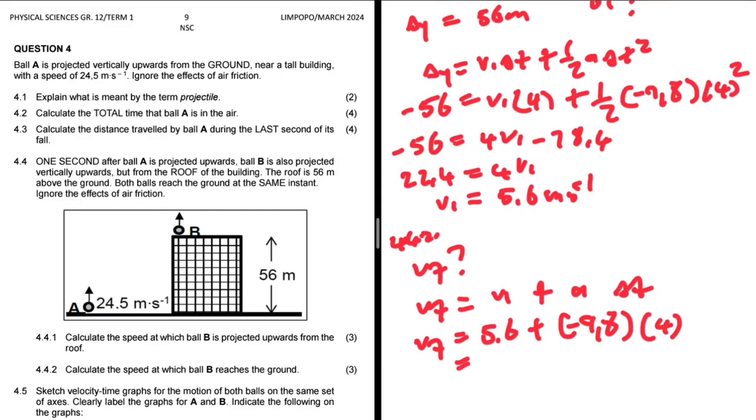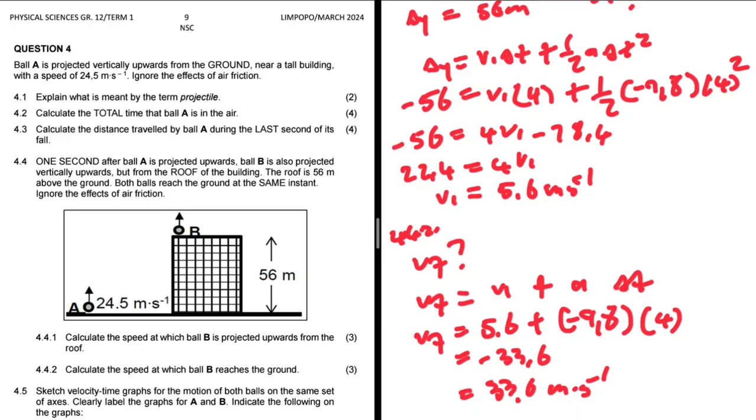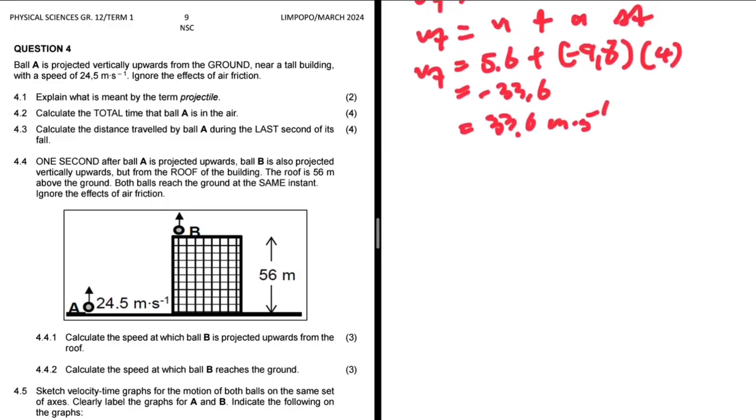5.6 plus minus 9.8 multiplied by 4, minus 33.6. The question says the speed, so let's just say 33.6 meters per second and not worry about the direction. Okay, 4.4.2. Let's take a look at 4.5.